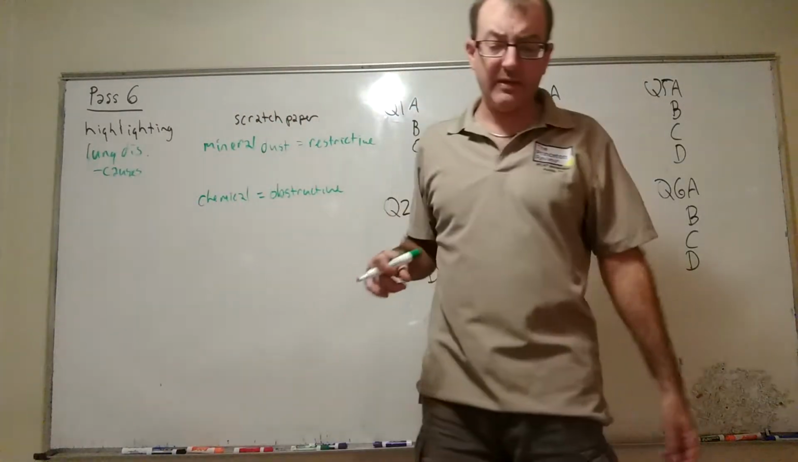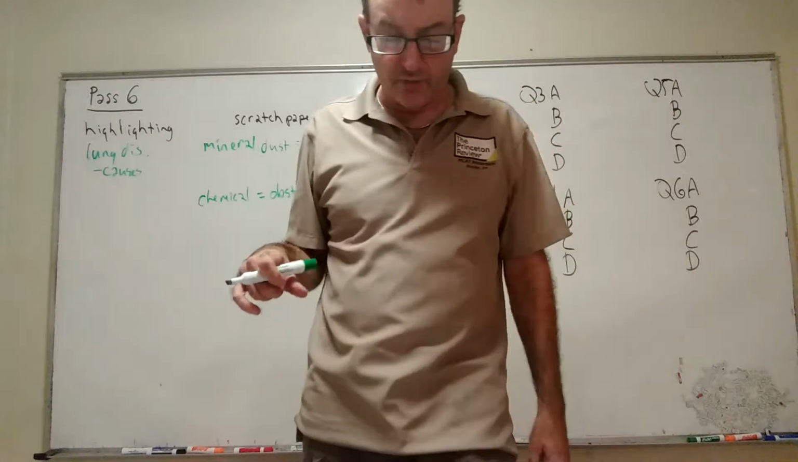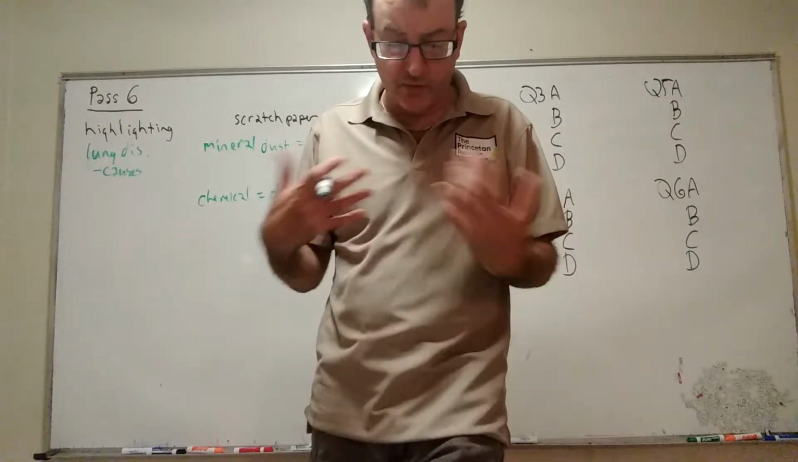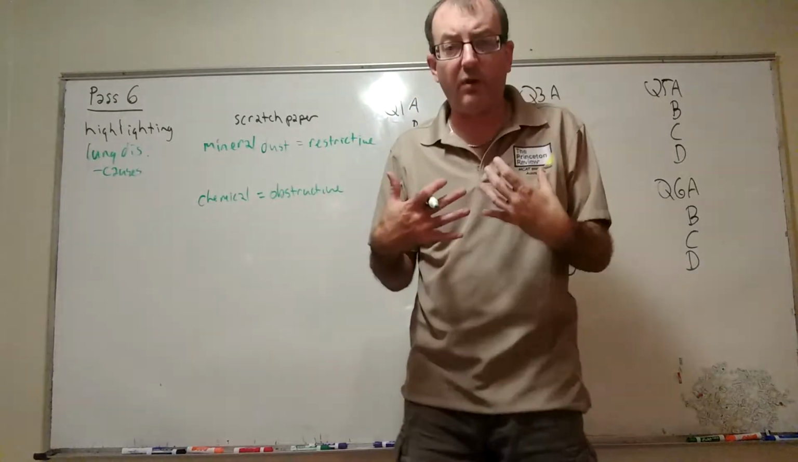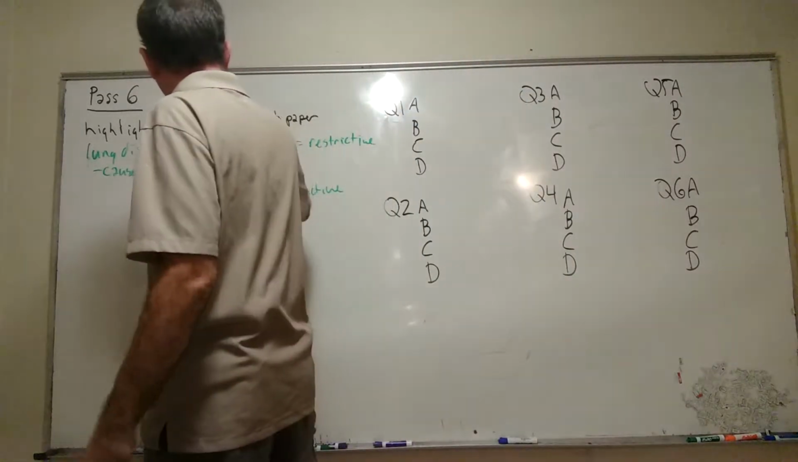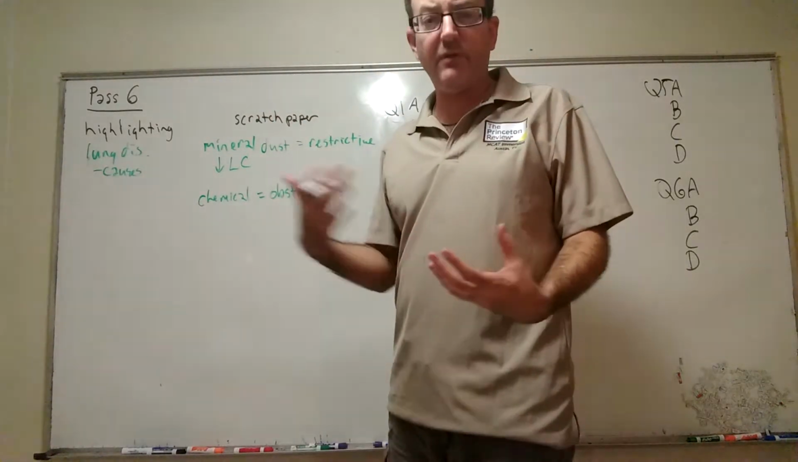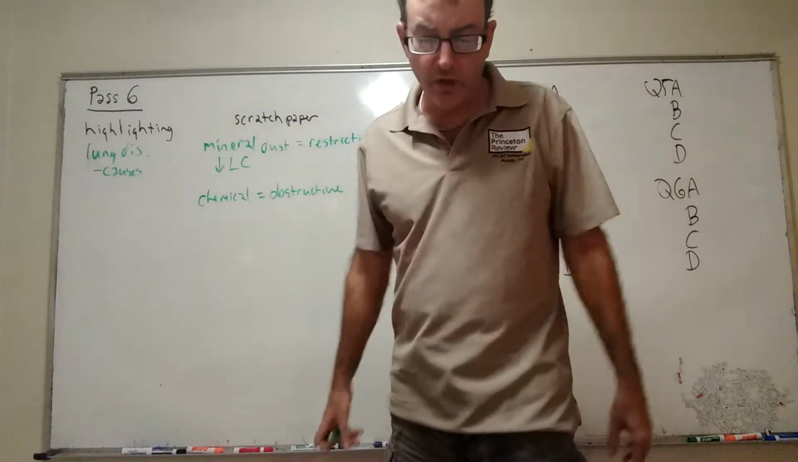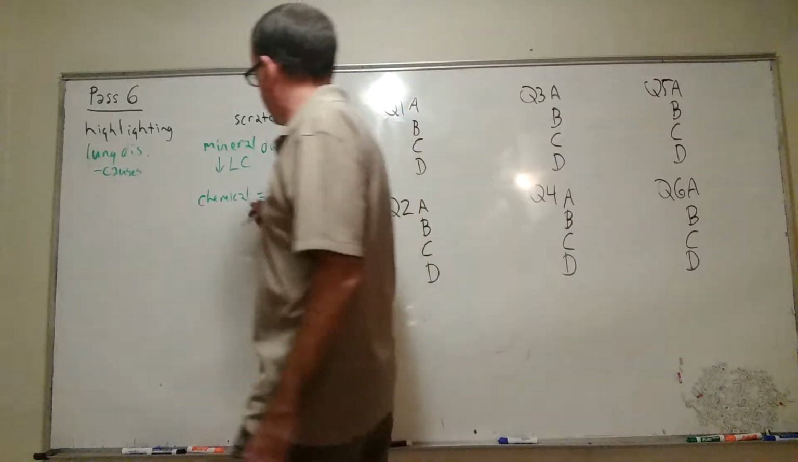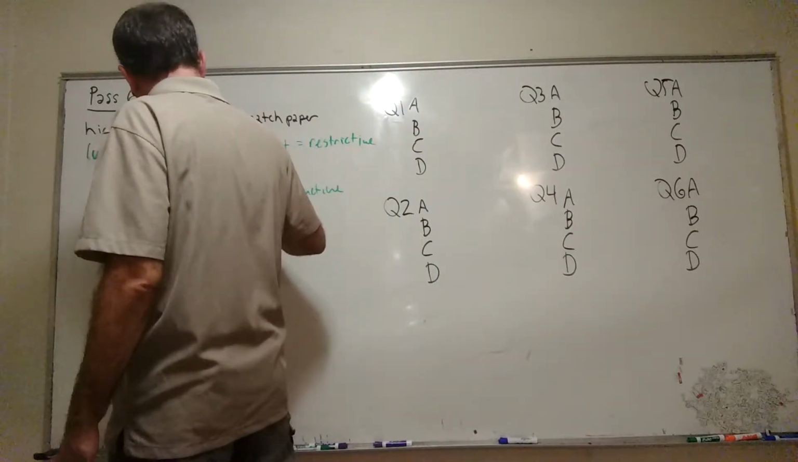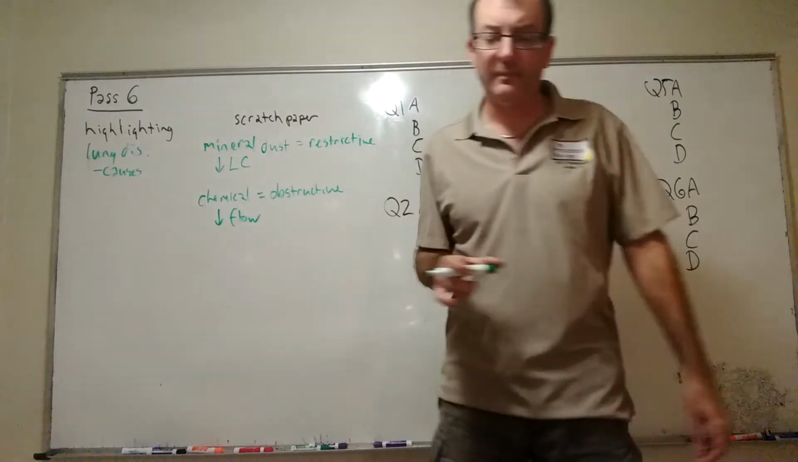All right, they give us a little bit of detail about those. That, of course, with a restrictive disease, it's restriction in the overall lung capacity. So with restrictive, you see a decrease in your lung capacity. With chemical obstructive, it's obstructing the flow. So, of course, in those, you're going to see a decrease in flow.